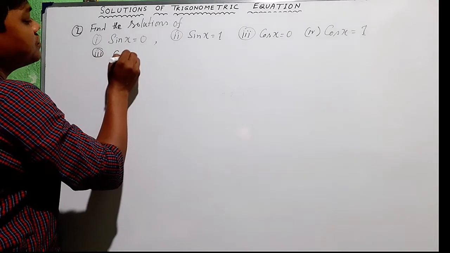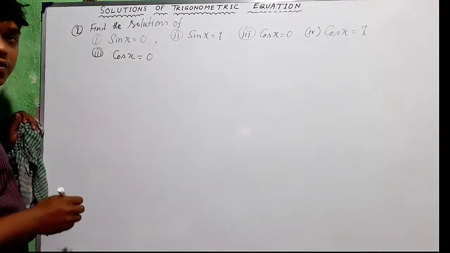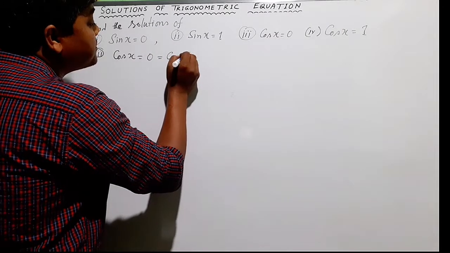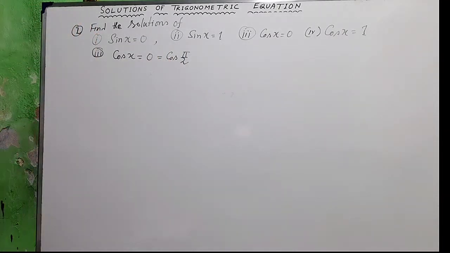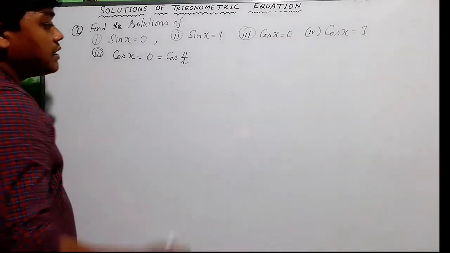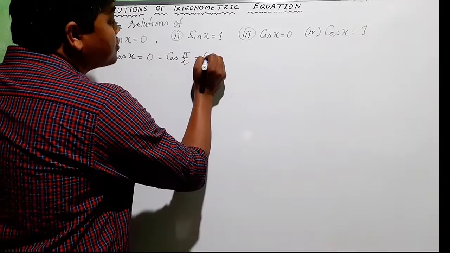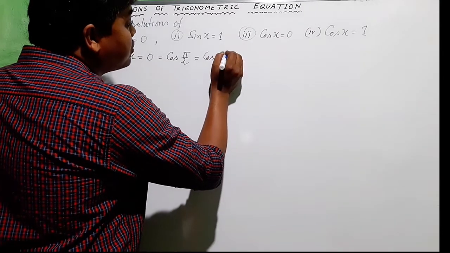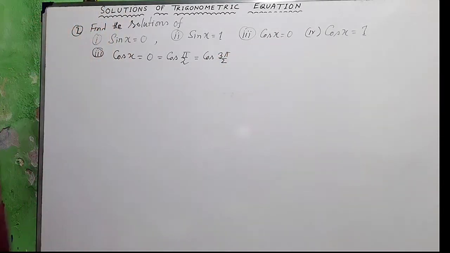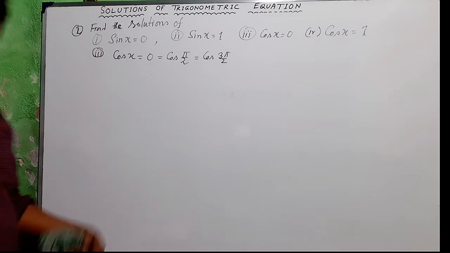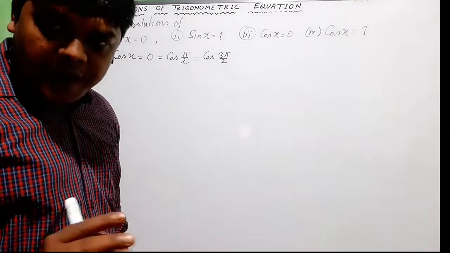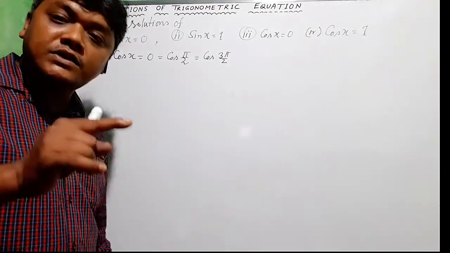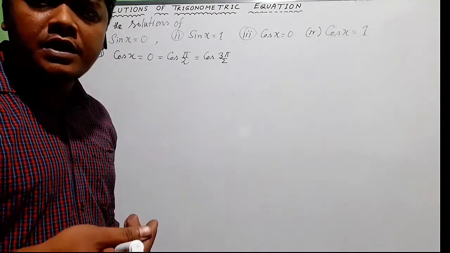Cosine x equals 0. We know that cos pi by 2 is also 0. That means cosine 90 degrees is 0. And cos 3 pi by 2 is also 0. Why? Cos 3 pi by 2 means cos of pi plus pi by 2. That is minus cosine pi by 2, and cosine pi by 2 equals 0.